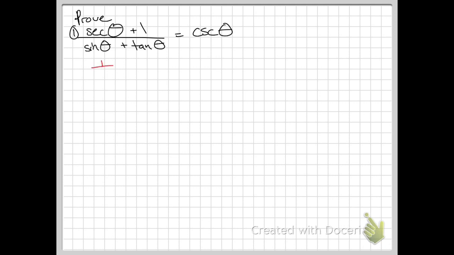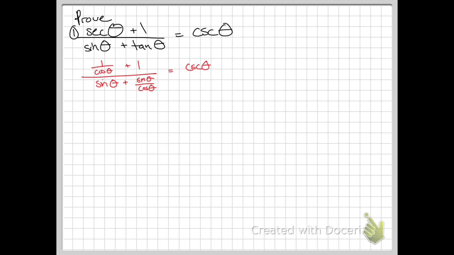Secant is 1 over cosine. Sine is already in sine form. It's sines and cosines that we're going for. And tangent is sine over cosine. Make sure you're writing the theta every time. I am fine if you say it cosine, but you need to be writing down the theta. Okay, now that I've done that, I used red unfortunately, so I guess I'll switch.